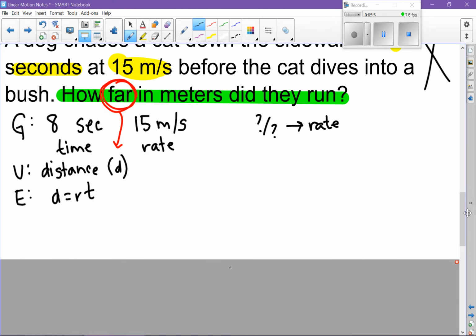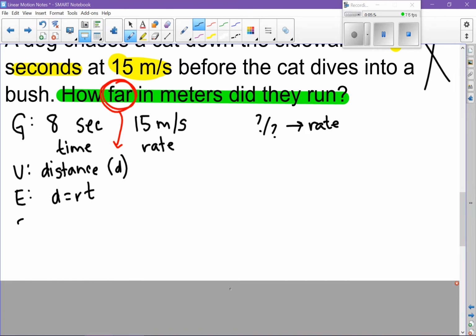Now let's try to put the numbers in that we know. Okay, so now we're going to substitute. The D is the thing that I don't know, so that becomes like the X. I have no idea what it is. The R is the rate, which we said was 15.